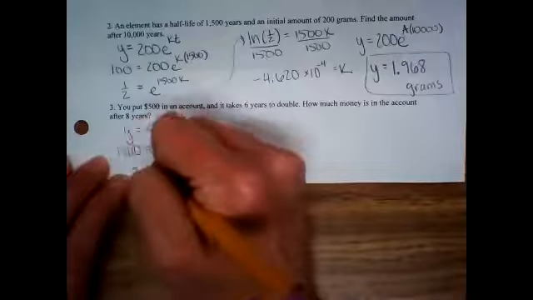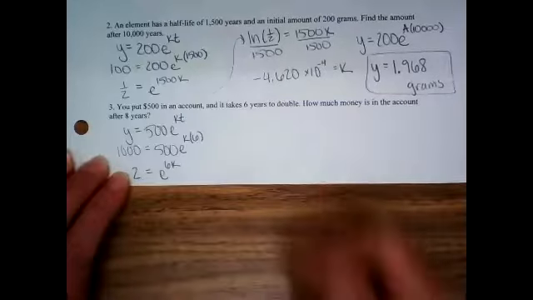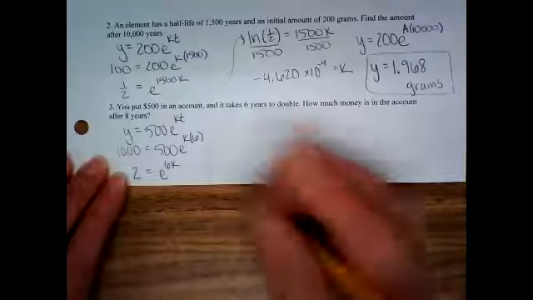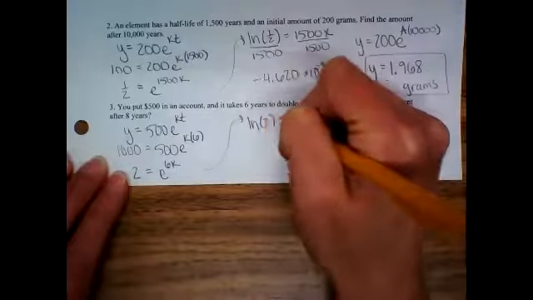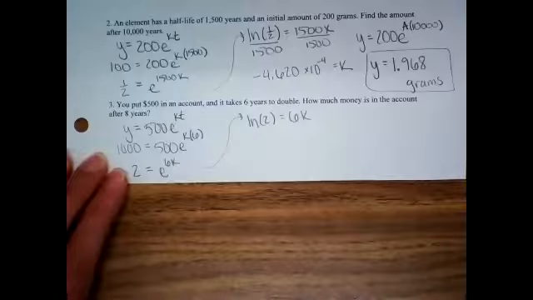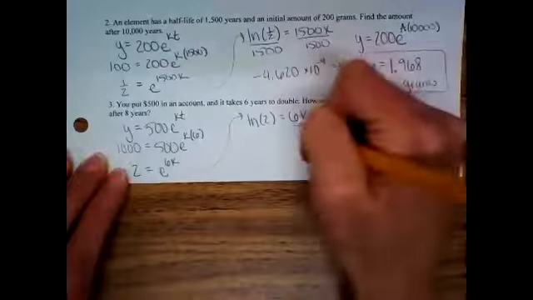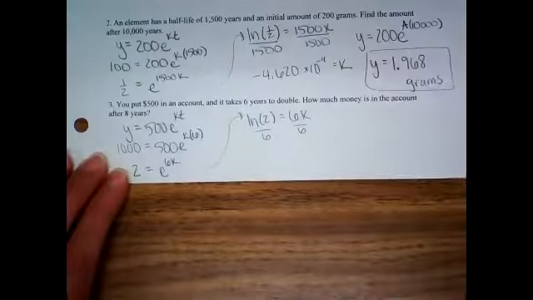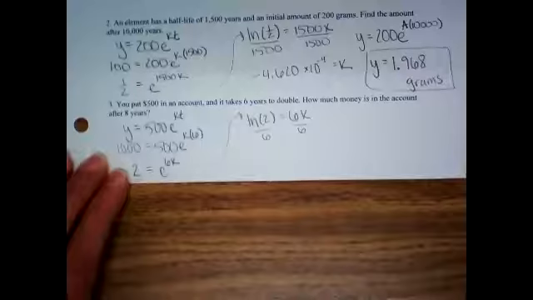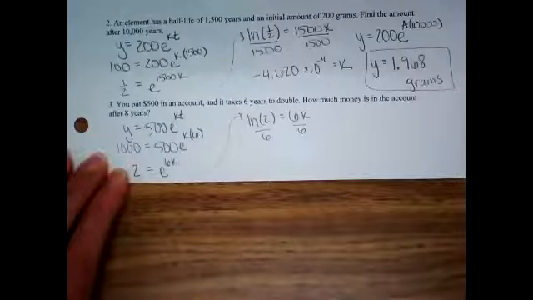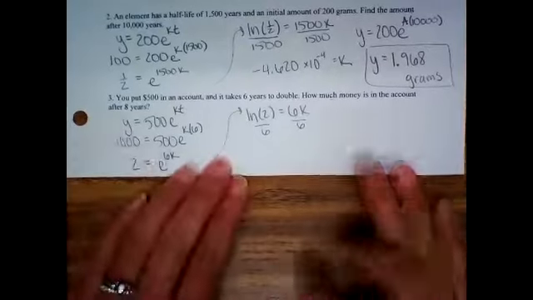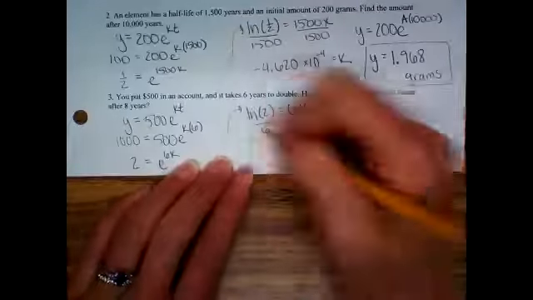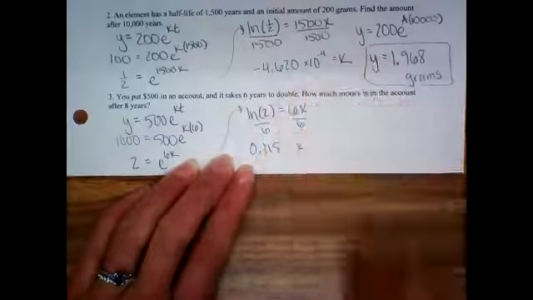So divide over the 500. 2 equals e to the power 6k. ln, and then divide by 6. So you're going to put in your calculator ln of 2 divided by 6. Somebody shout it out when you get it. I don't want to just tell you all the answers. 0.115. Store it as A.